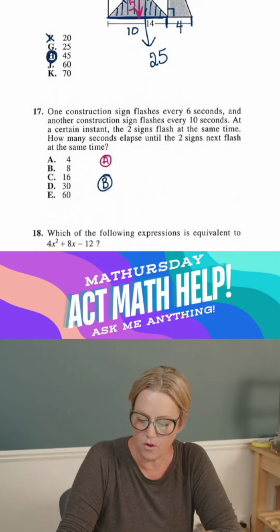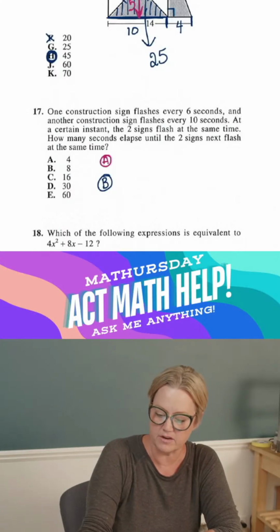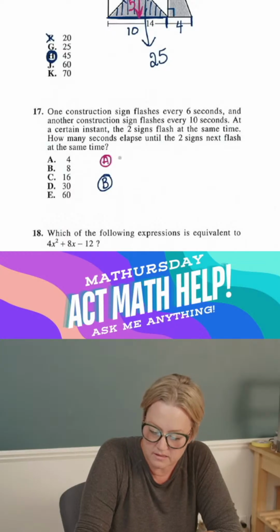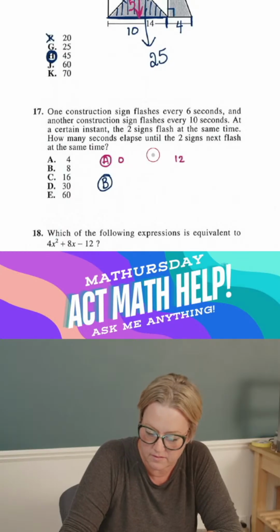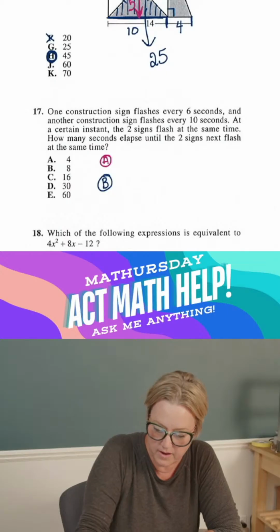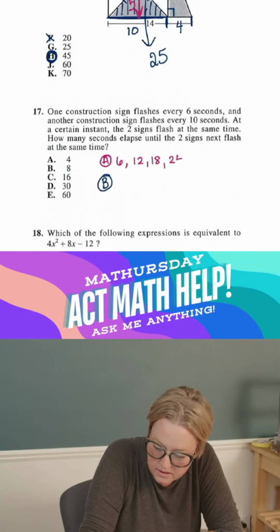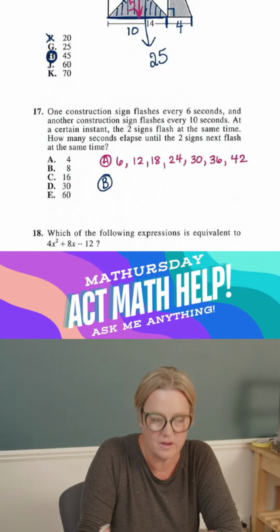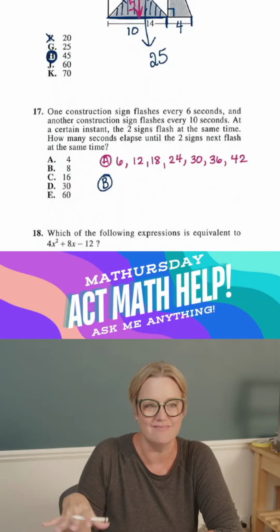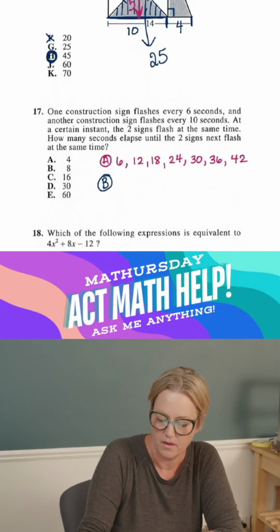Okay, so let's see. Sign A is going to be every 6 seconds. So it's 0, 6, 12, 18, 24, 30, 36, 42. And let's see if they coincide, and if not, then we'll go from there.